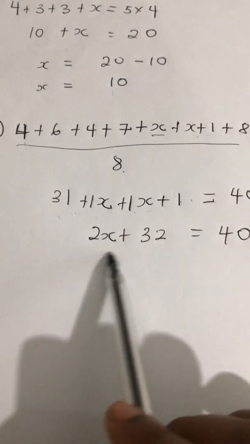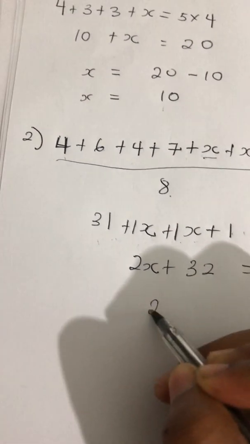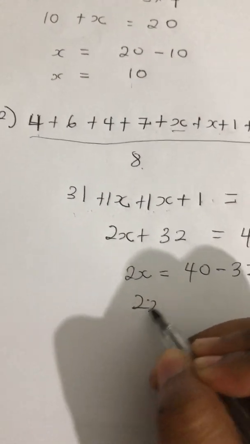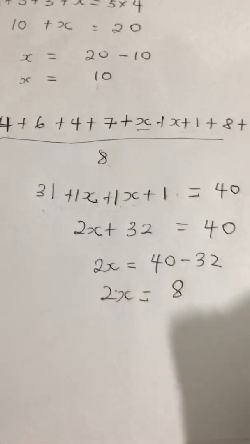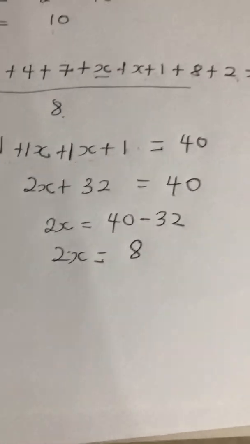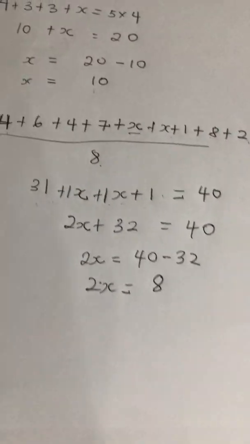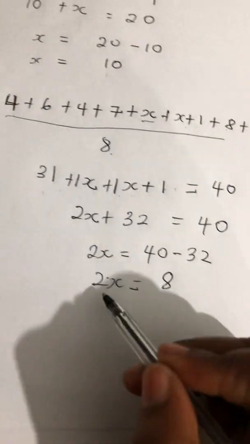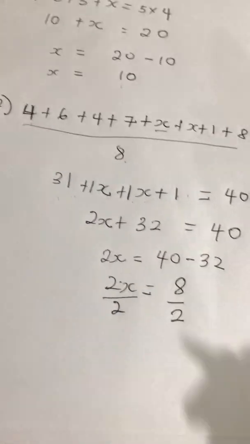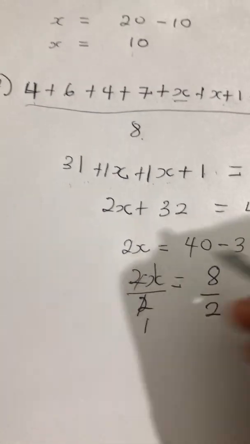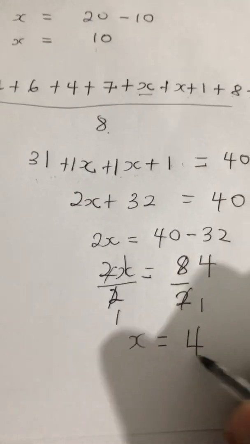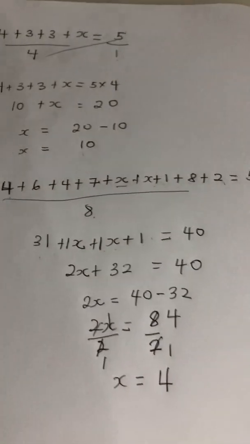40. Now you know that this 32 has to move because we need this 2x to stand on its own. So we have 2x is equal to 40 minus 32. So we have 2x is equal to 8. Now we are being asked to find x, so we need x to stand on its own. You have to divide both sides by the coefficient, which is 2. So 2 into 8, 4. So our x is 4.